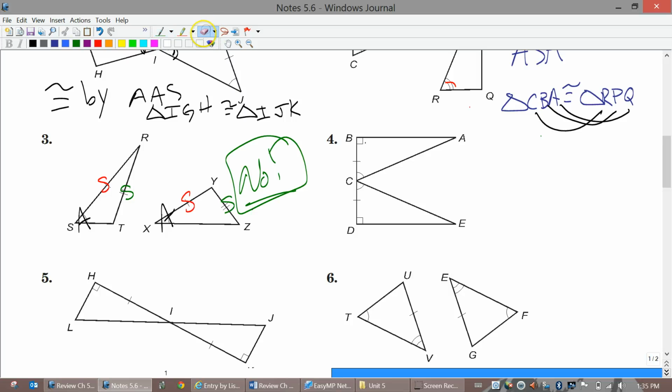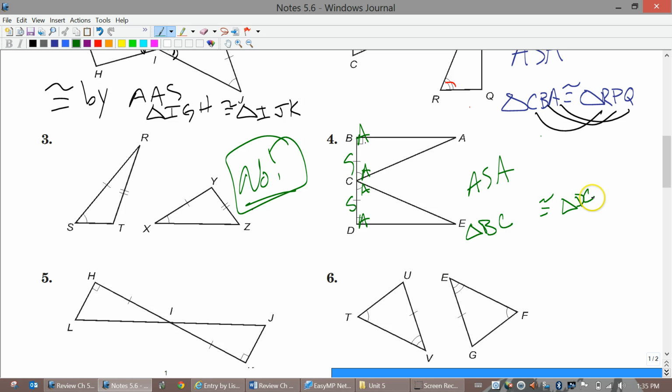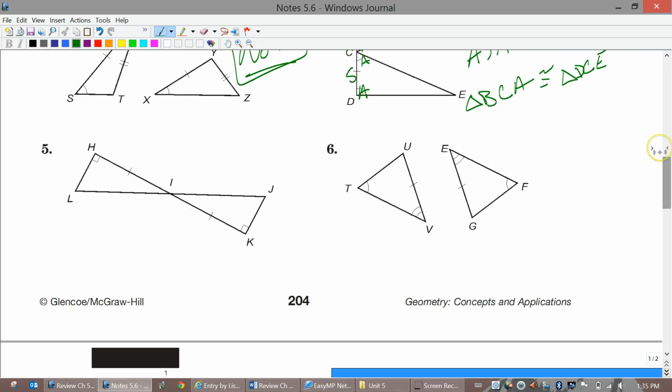Four. Are they congruent? Well, A, right? Those match. S, A. The S is in between, ASA, and the congruent statement. The right angle from the top one, the right angle from the bottom one, the angle with 1 arc, C, angle with 1 arc, C, and the other angle. Okay? 5, congruent.